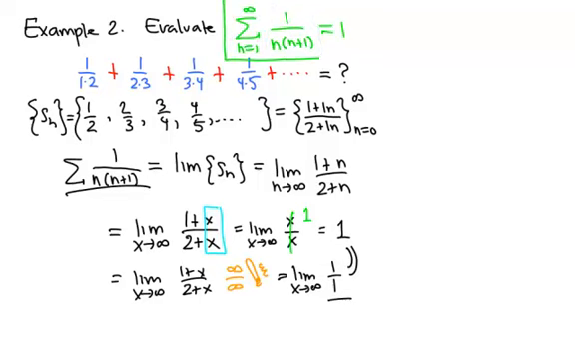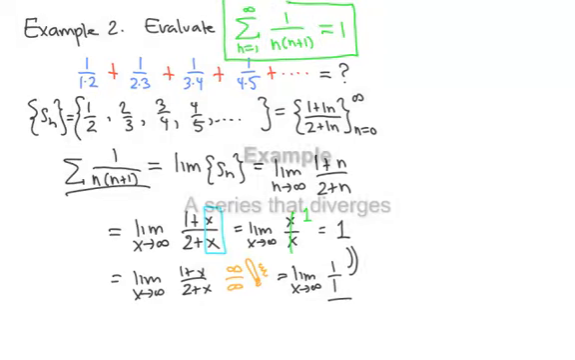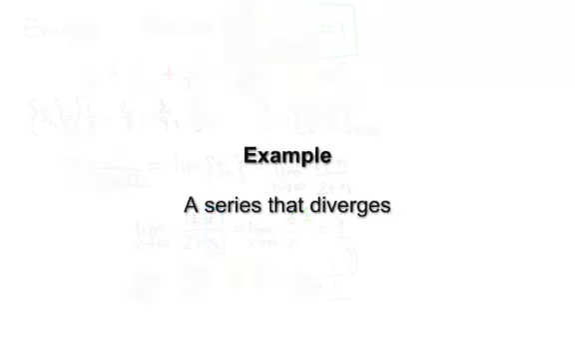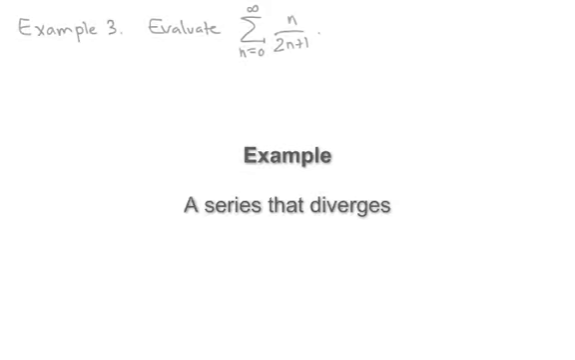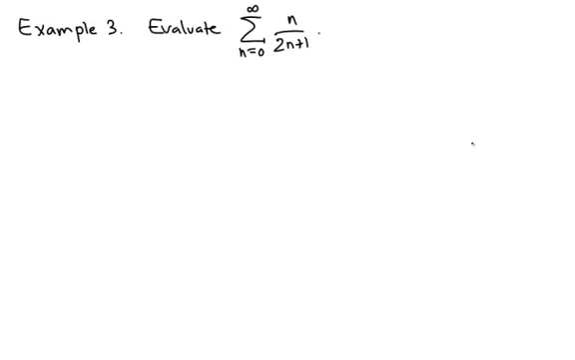And we've worked out another series. Let's evaluate the summation n going from 0 to infinity of n over 2n plus 1. So if we work out the sequence, it's going to be 0 over 1, the next term is 1 over 3, the next term is 2 over 5, the next term is 3 over 7, the next term is 4 over 9, and on down the line.